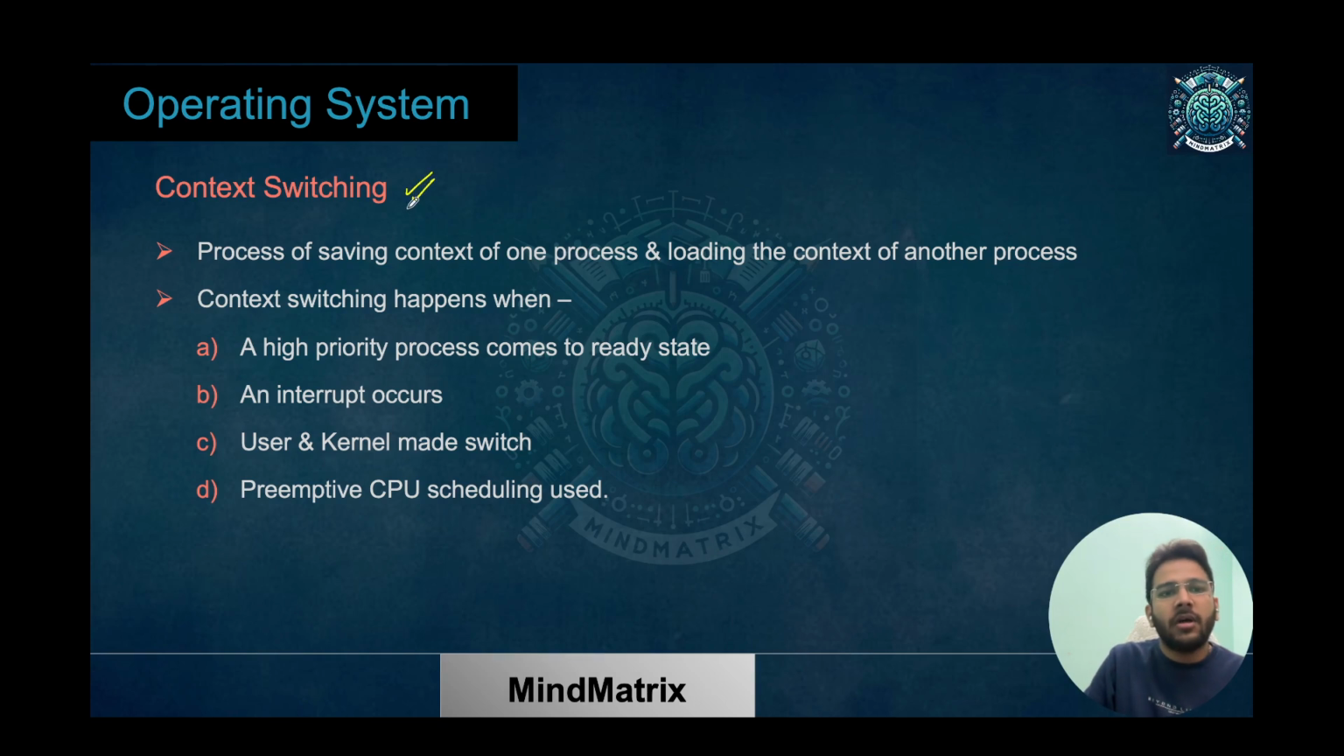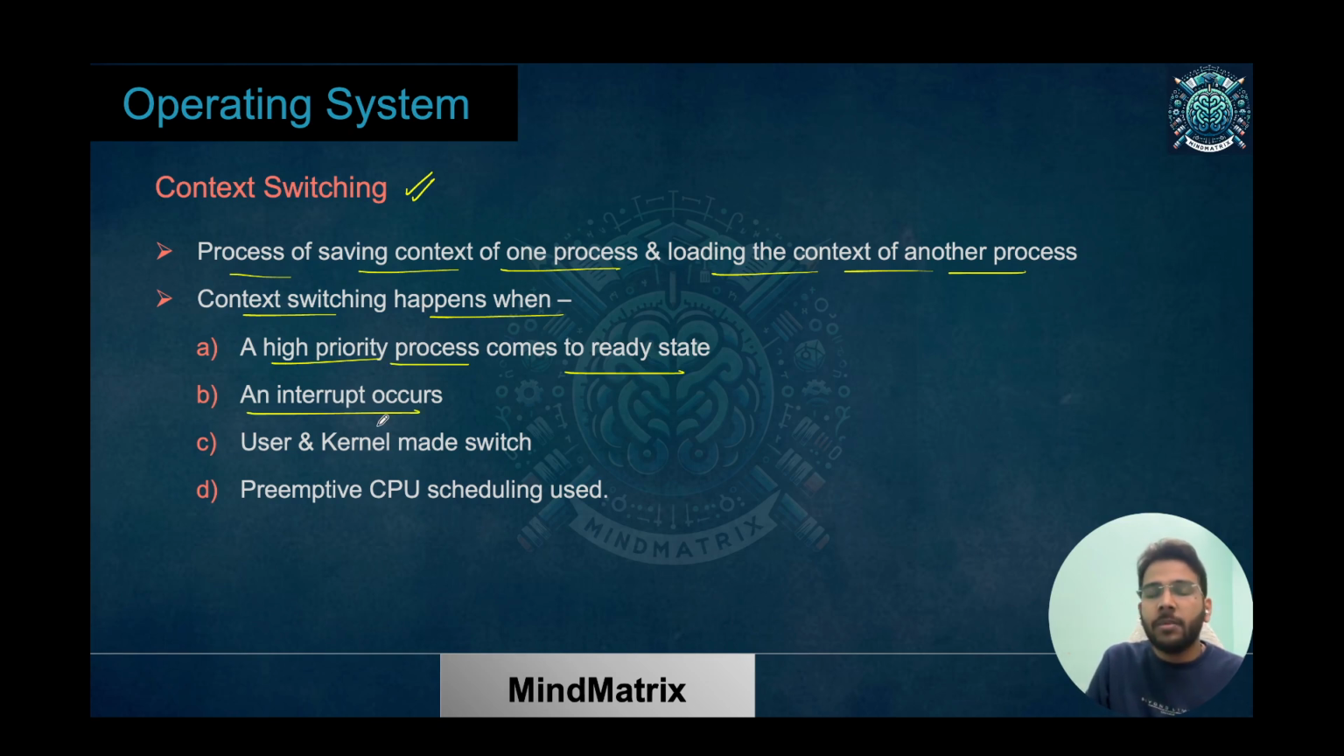Context switching, I already explained in the previous lecture, is the process of saving the context of one process and loading the context of another process. Context switching happens when a high priority process comes to the ready state. Second, when an interrupt occurs. If any interrupt occurs, then also context switching can occur. Third, user and kernel mode switch. In that case also context switching happens. And the fourth one is when preemptive CPU scheduling is used. That means in case of preemption as well, context switching will occur.